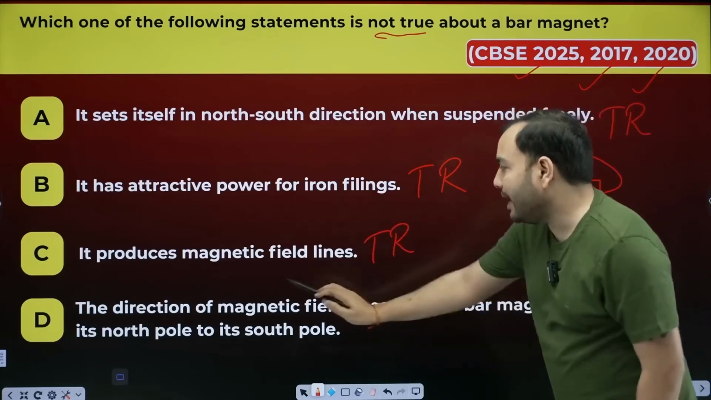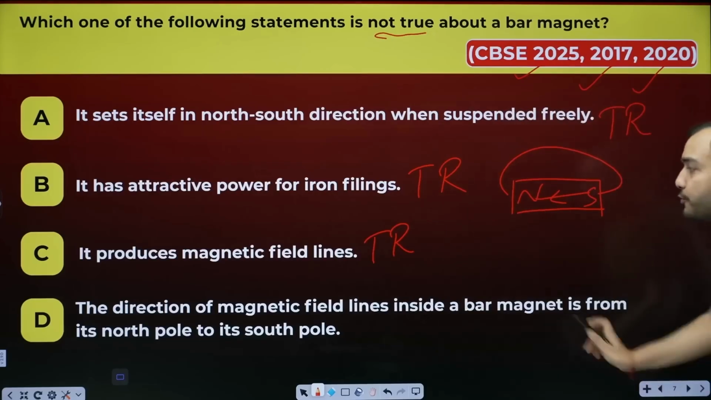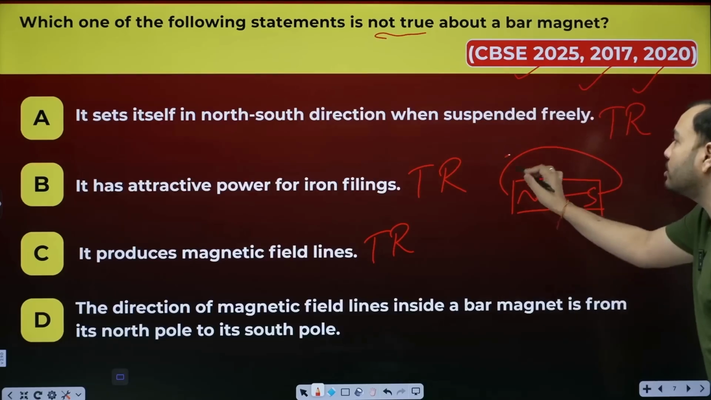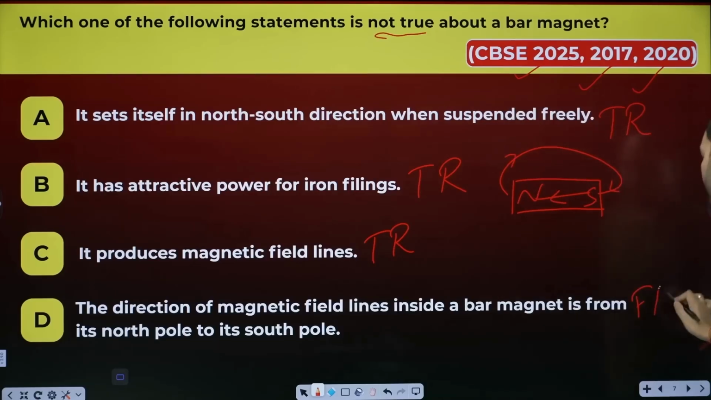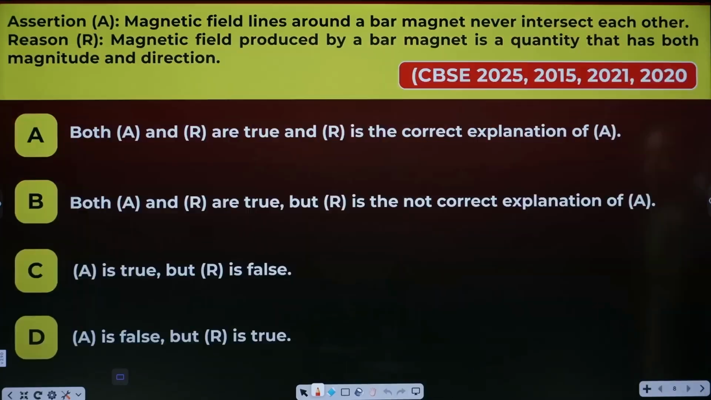Last, the direction of magnetic field lines inside a bar magnet is from north pole to south pole. This becomes wrong. What is inside? South to north. Outside, north to south. So this becomes false. So this is the incorrect statement. Come on, let's move.